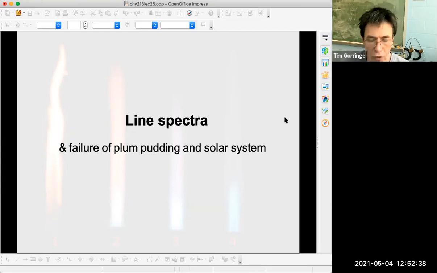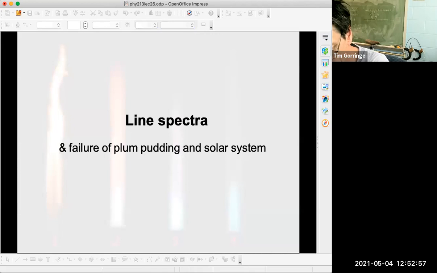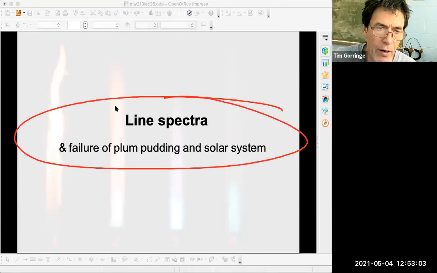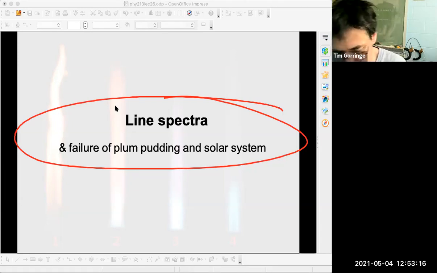And so now let me move on to the second topic, which is what we call line spectra. And line spectra was a failure for both these models. So both the plum pudding model and the solar system model, despite their successes, failed to explain the line spectra that was seen when you measured the emission of light from hot elements, from hot materials.